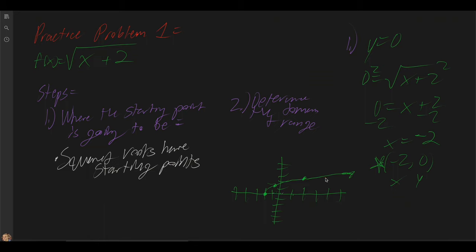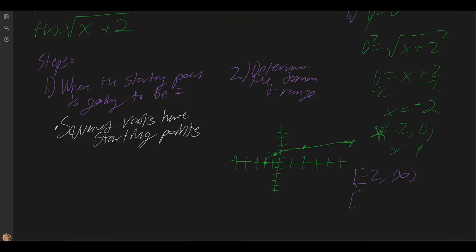It's going to keep going, just in this part. So we can therefore say that our domain is going to be negative 2 all the way to positive infinity, and then our range is going to be 0 all the way to positive infinity as such.